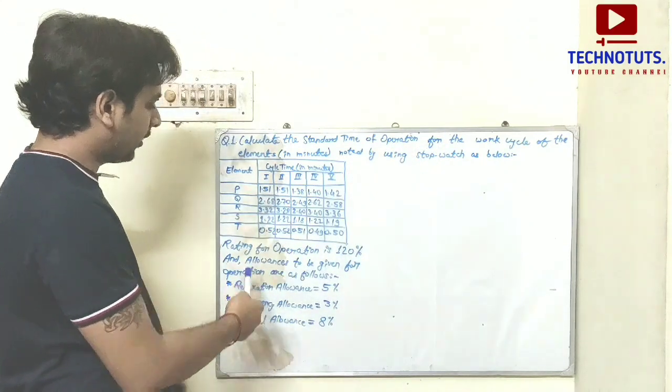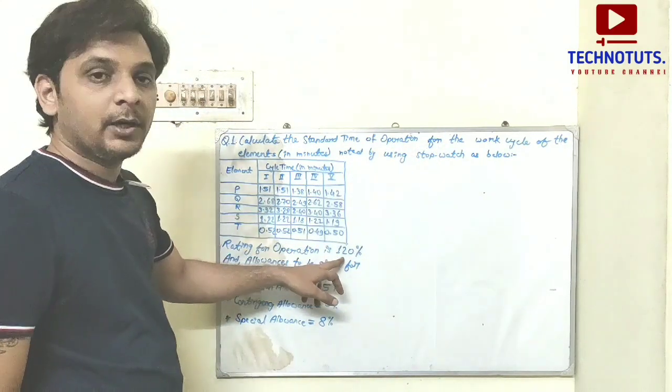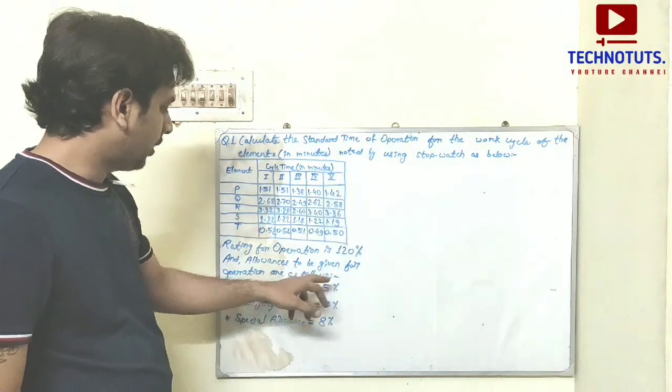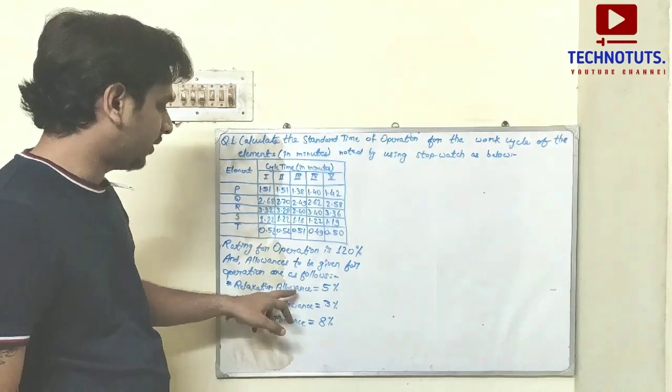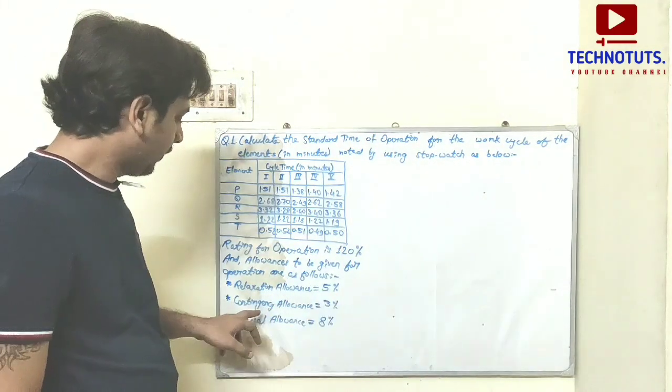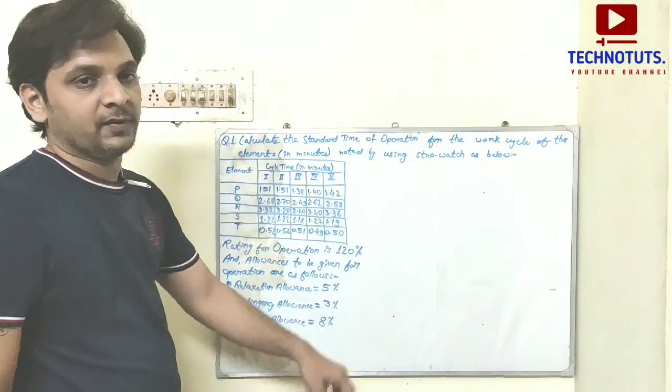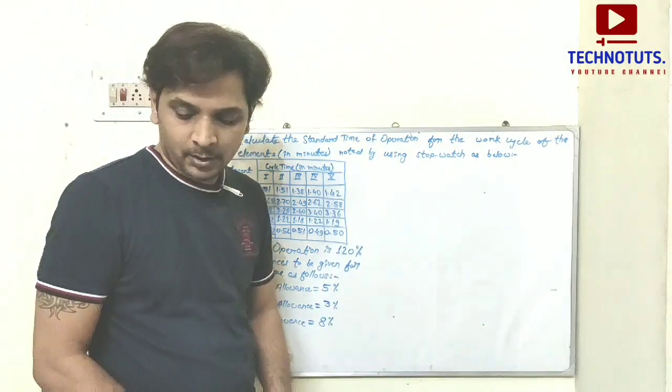It is also given that the rating for operation is 120%, and allowances to be given for operation are as follows. Relaxation allowance is 5%, contingency allowance is 3%, and special allowance is 8%. Okay students, let us solve it.